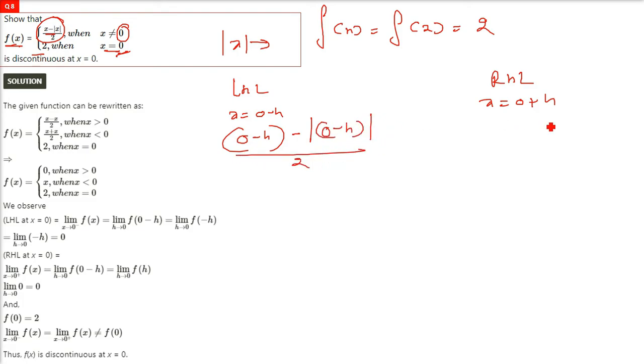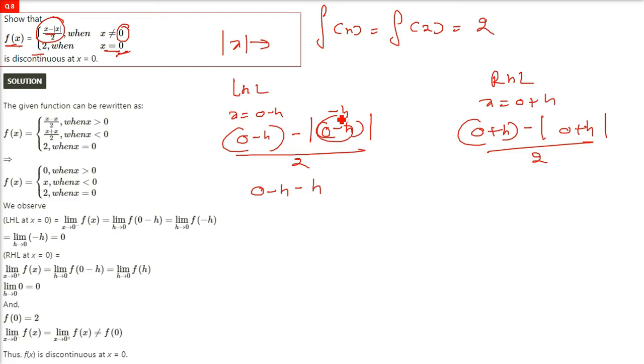Here also, 0 plus h minus modulus of 0 plus h, divided by 2. Now 0 minus h is negative h, and since it is a modulus, absolute value, it will give you a positive value. It is negative h only. This is the first one, divided by 2. Minus h divided by 2.